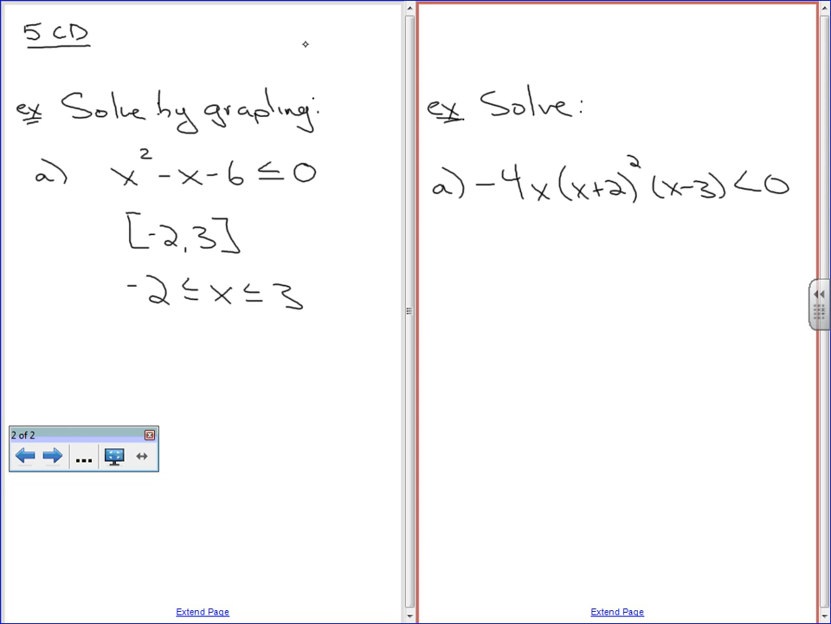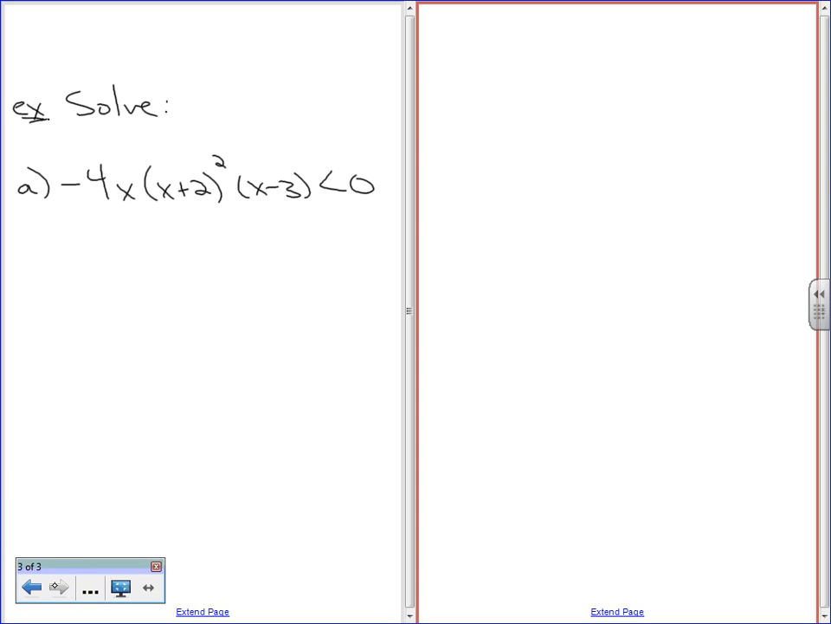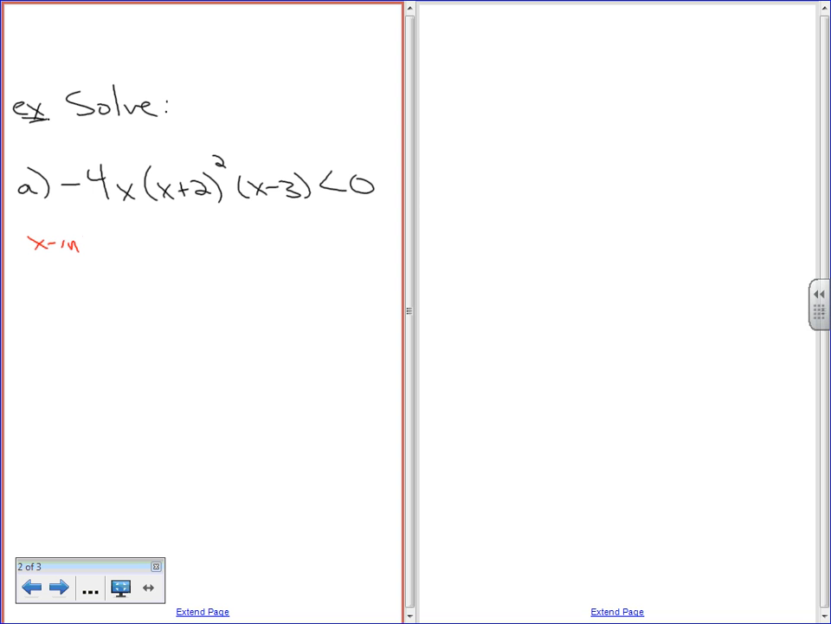Yeah, the x-intercepts. And it's pretty easy to find the x-intercepts from this one because it's already in factored form. So to determine the x-intercepts, I just take each one of the factors. The first factor is -4x. Set that equal to 0. Solve. x is equal to 0.